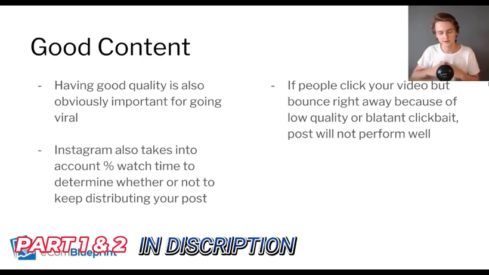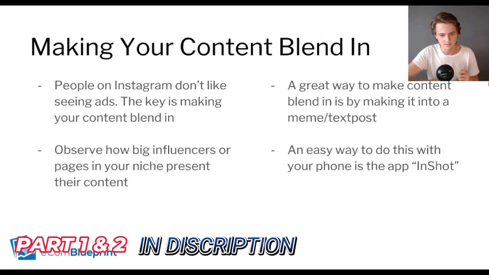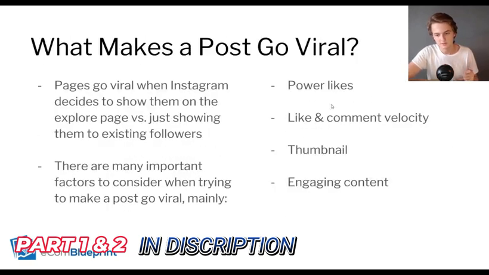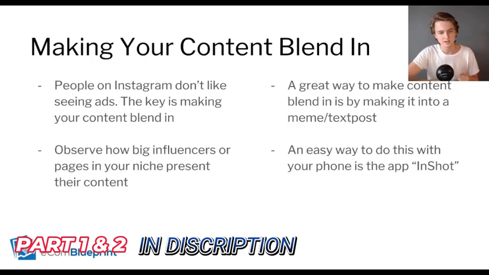So those are the 4 main factors. I'm going to go back to the summary of them. So power likes, like and comment velocity, thumbnail, and engaging content. Now, if I had to say what are the most important things you need to focus on when you're doing Instagram influencer posts, number 1 would be this right here, making your content blend in. This is the number 1 thing I would tell you to focus on. You want your content to blend in. You don't want it to look spammy, and you want it to look nice so that Instagram pages actually want to work with you and give you good prices. So that's the number 1 thing you need to do: make good content that blends in.